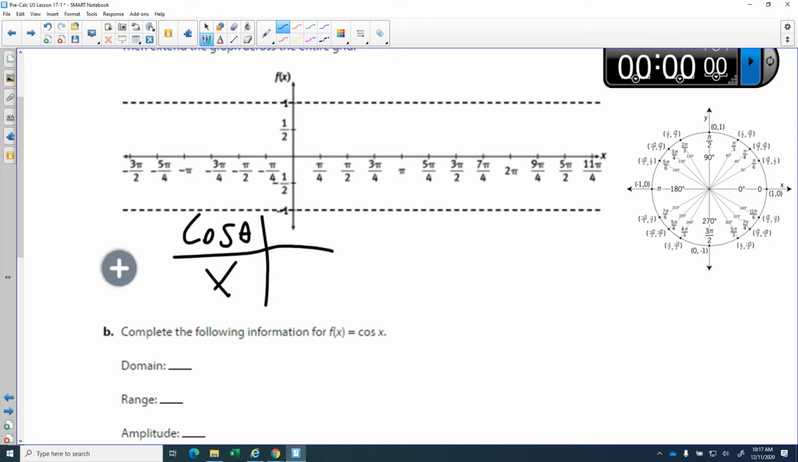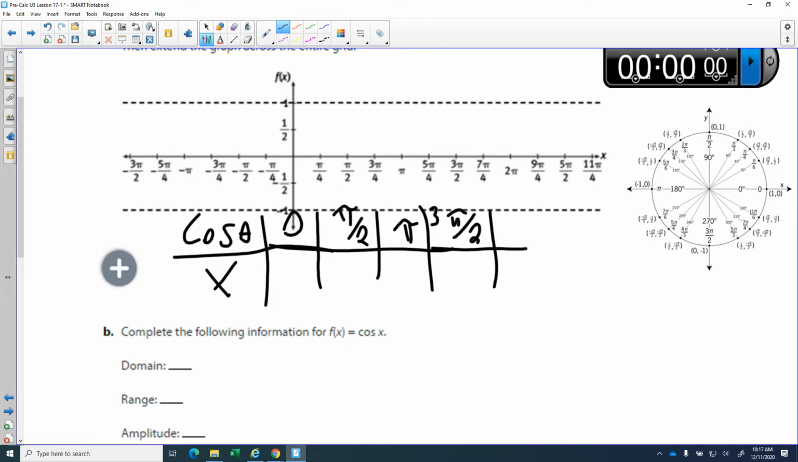So if I think about those same exact values that I did on the other page, 0, pi over 2, pi, 3 pi over 2, and 2 pi, if I were to work those values out, at 0, cosine is going to be equal to 1. At pi over 2, it's 0. At pi, it's negative 1. At 3 pi over 2, it's 0. At 2 pi, it's 1.